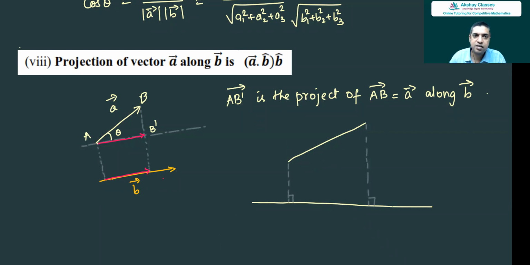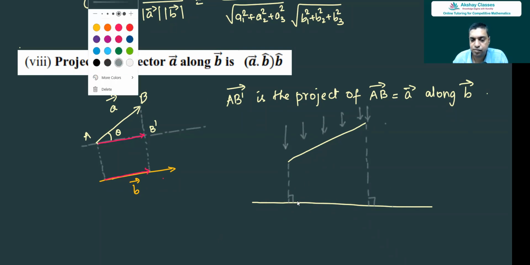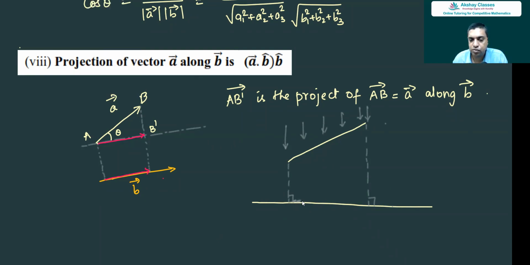That means we have a parallel light source. So light rays moving parallelly fall on this rod, and throughout here, this portion is the shadow. So this is the shadow.